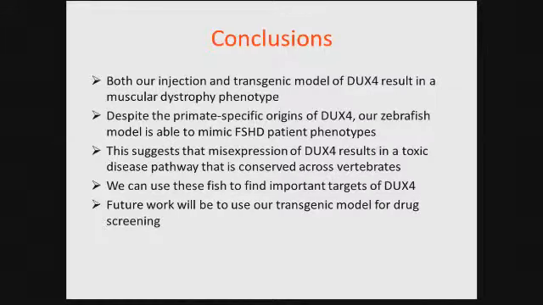So both the injection and the transgenic model of DUX4 give us a muscular dystrophy phenotype. Despite the primate-specific origins of DUX4, our zebrafish model is able to mimic some of the FSHD patient phenotypes. This suggests that misexpression of DUX4 results in a toxic disease pathway that is conserved across vertebrates. We can use these fish to find these conserved elements and targets of DUX4 in development, and our future work will be to use this transgenic animal to do drug screening.